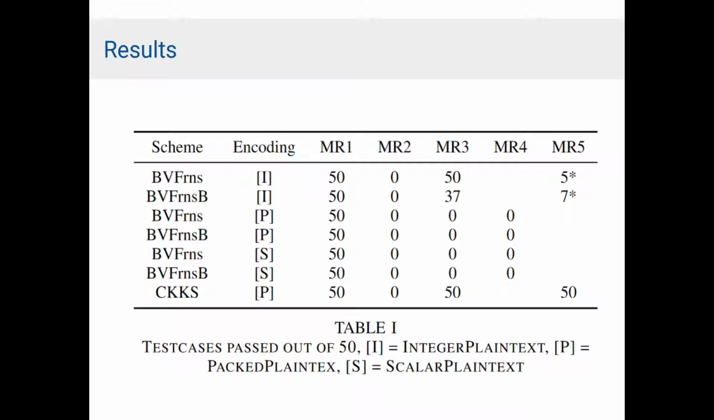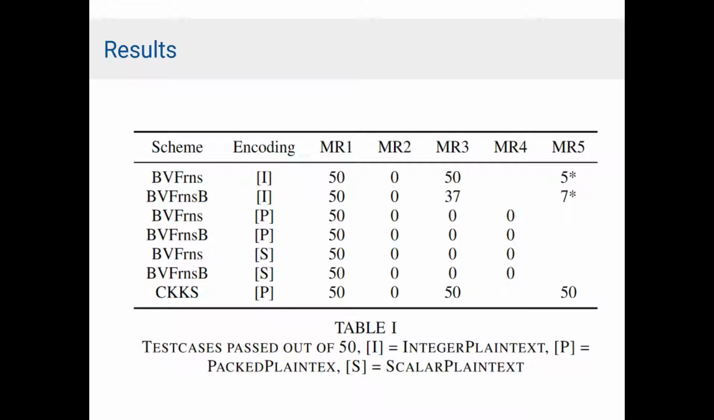And then finally, MR5 was only passed by CKKS, so CKKS was the only one which consistently threw a valid error when getting overflow errors, while BFV RNS and BFV RNS-B with an integer plaintext started failing after a multiplicative depth of 5 was reached. And at that level, roughly 10% of test cases failed, but once we went beyond a multiplicative depth of 5, failure was consistent.